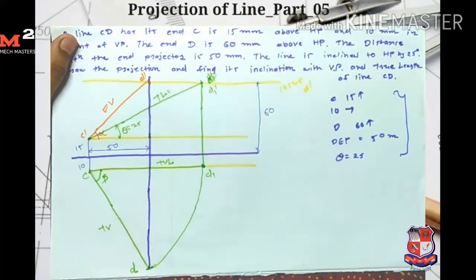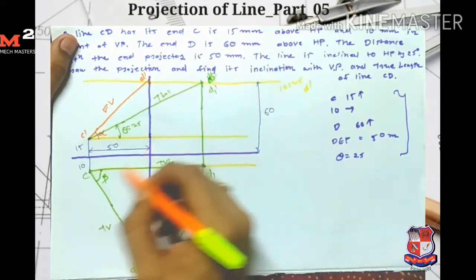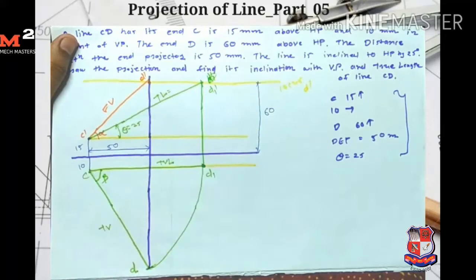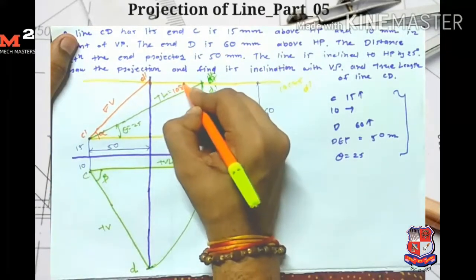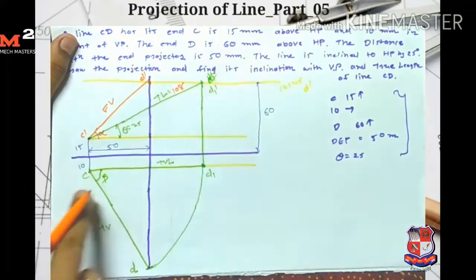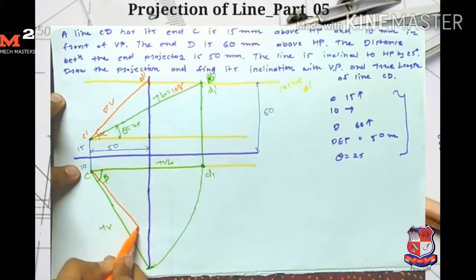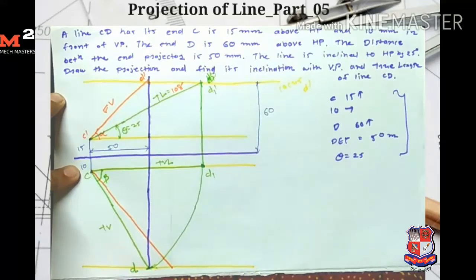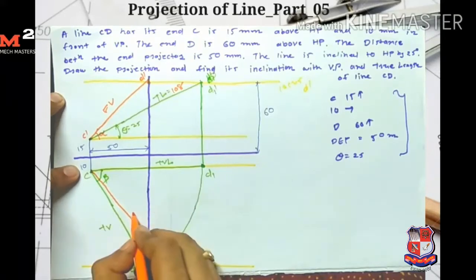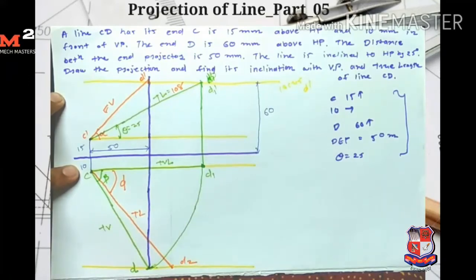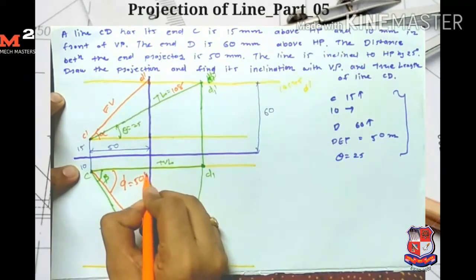Okay, now we have the true length. So for finding the angle phi, I take C as a center, and if I measure the true length, then the true length is equal to 108 mm. So I take the true length as a radius and C as a center, and I draw one arc which intersects the locus of D. Okay, this line is the locus of D. So here I get my point D2. Okay, so it is my true length, and the angle made by the true length is angle phi. If I measure the angle phi, then it's 50 degrees.